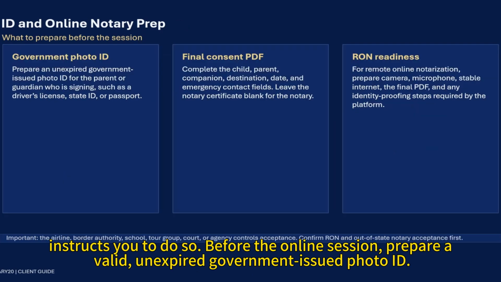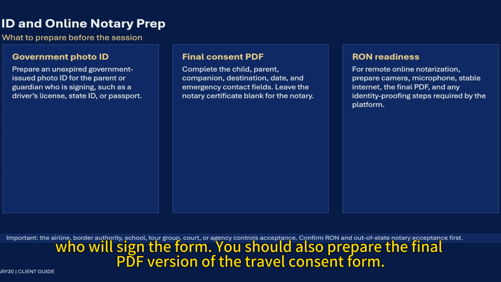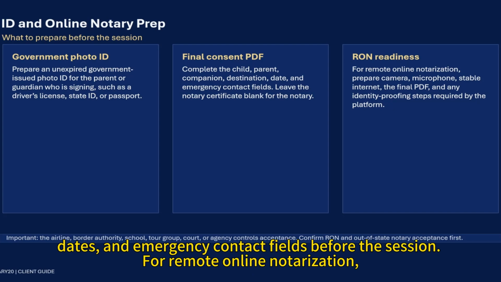Before the online session, prepare a valid, unexpired government-issued photo ID. This may include a driver's license, state ID, or passport. The ID is for the parent or guardian who will sign the form. You should also prepare the final PDF version of the travel consent form. Complete the child's information, parent information, travel companion, destination, dates, and emergency contact fields before the session.